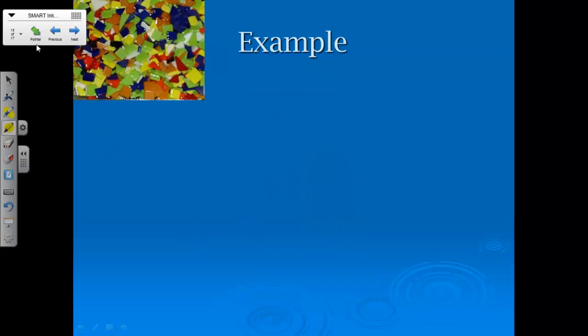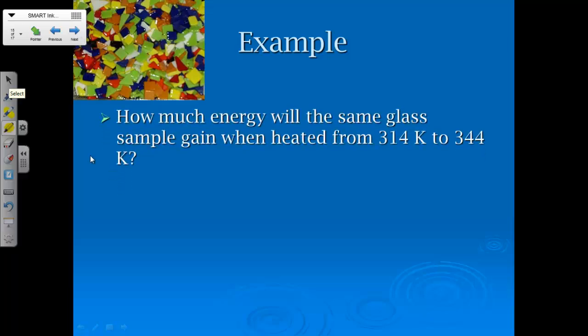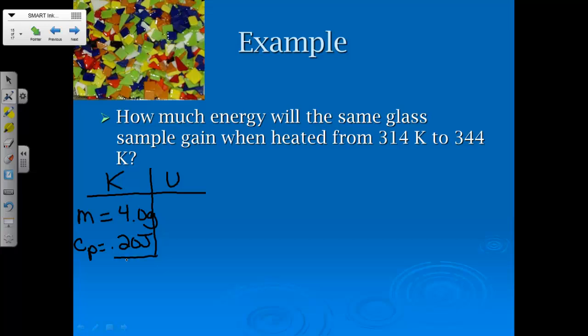Okay? Alright, next one. This one says, how much energy will the same glass sample gain when heated from 314 Kelvin to 344 Kelvin? Now, on appearance, it doesn't look like it gave us much information, or enough of what we need, but what we have to do is pull some of the old information. If it's the same glass sample, that means that the mass is still going to be equal to 4.0 grams. Now, we also just found the specific heat of that sample, which is 0.20 joules over grams times Kelvin.